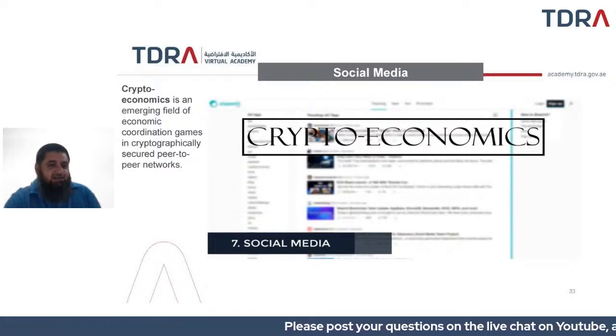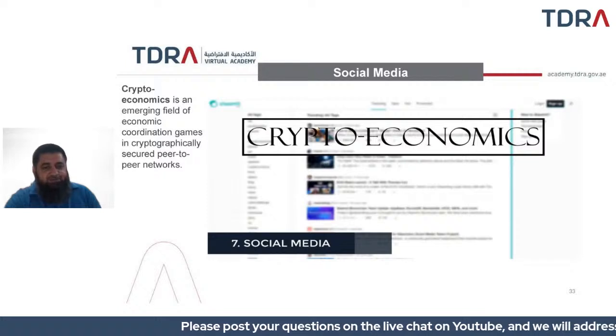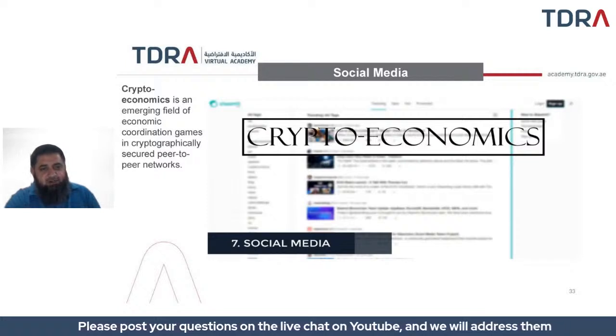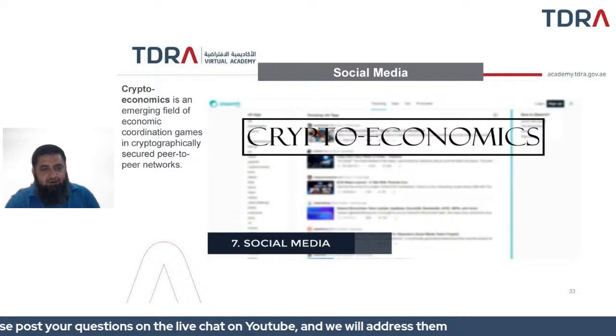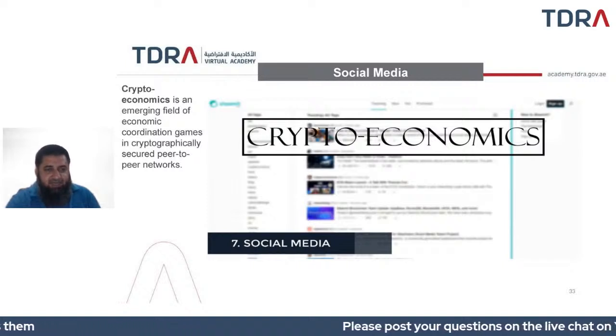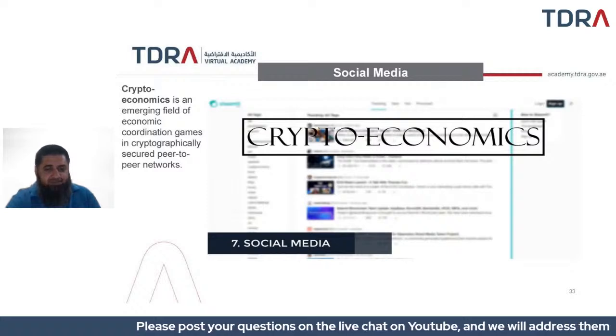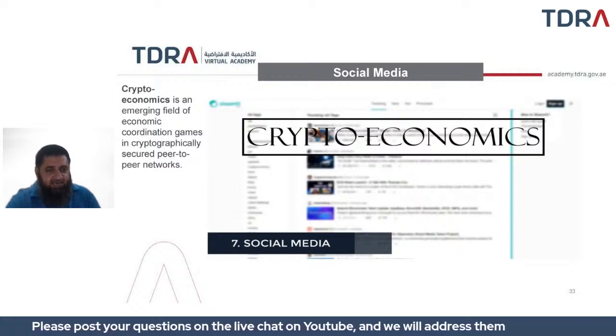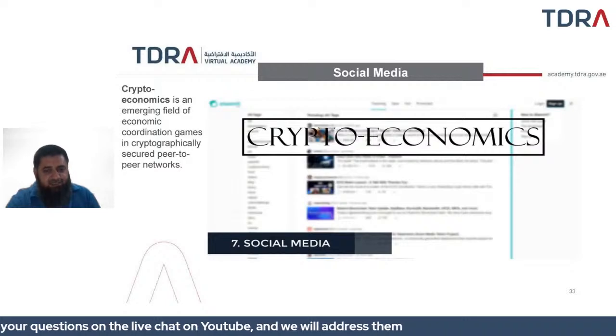And this is also called one of the examples of cryptoeconomics, and cryptoeconomics is an emerging field of economics coordination games in cryptography-secured peer-to-peer networks. So there are many examples in cryptoeconomics that are making it more reliable for investors and angel investors to invest in the field of blockchain.